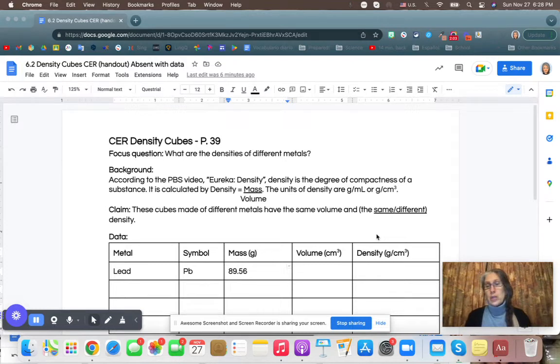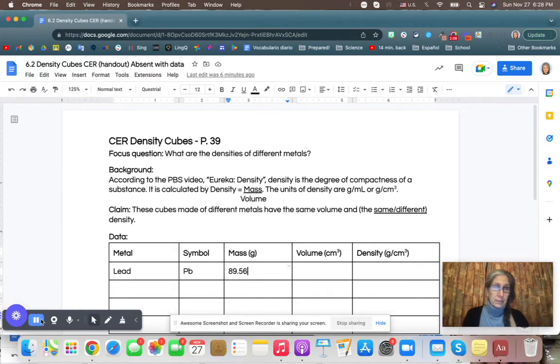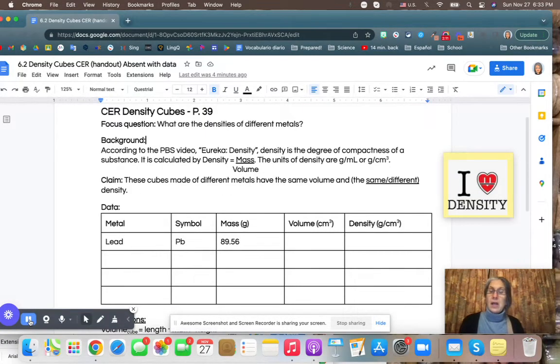Now, in order to calculate density, you need a formula. So once again, the formula for density is mass over volume. I heart density because there's a little m divided by v. Okay, so what we're going to do is take our first little cube. This is lead. In order to get the density, I need to know the mass, so I need a scale, and I need to calculate the volume.